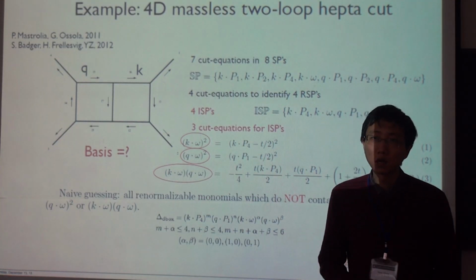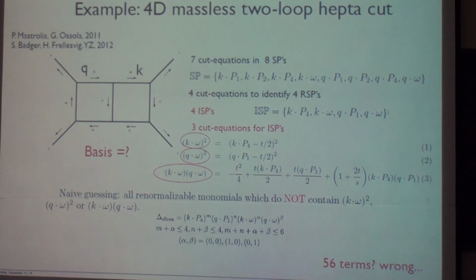So where is the constraint coming from? To show an example, suppose you put m equals 2, a equals 2, and alpha equals 0, beta equals 0, then everything is legal. All the conditions and constraints are satisfied, but still this term is reducible.